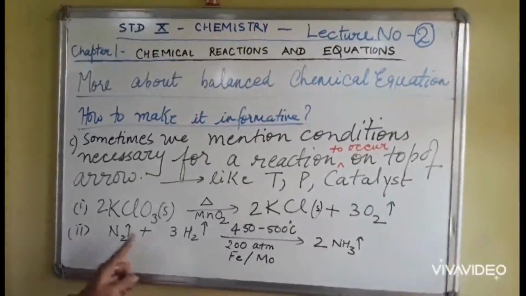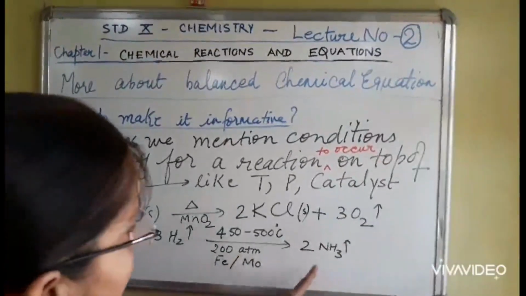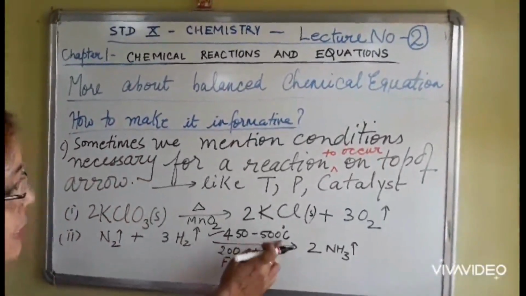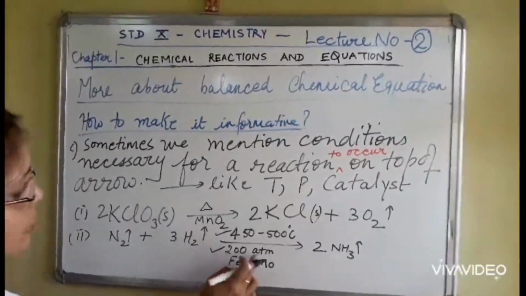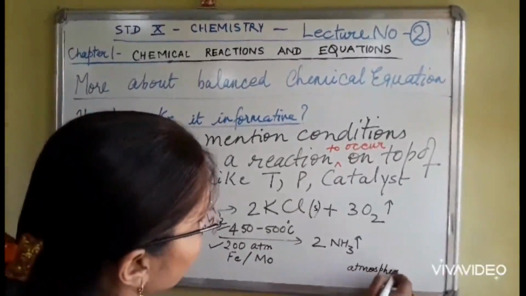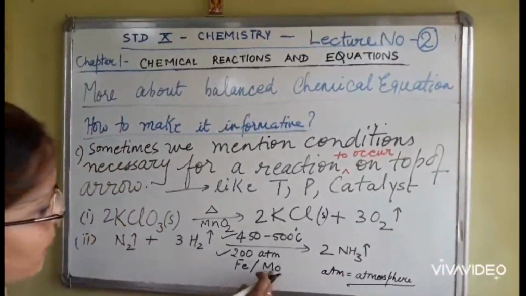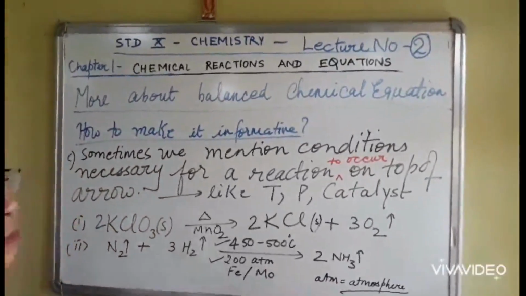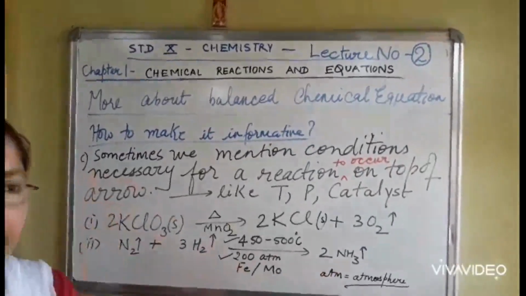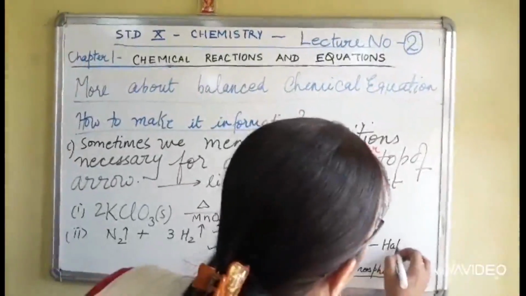Similarly, see the next one, nitrogen gas, hydrogen gas, both of them combine to form ammonia under these conditions. We have mentioned the temperature 450 to 500 degrees centigrade. We have also mentioned the pressure 200 atm. Atm is the unit of pressure, it means atmosphere. And iron or molybdenum, capital M small o is the symbol of molybdenum, are used as catalyst. This is the reaction. It is very helpful in industries. It is known by the name Haber's process.